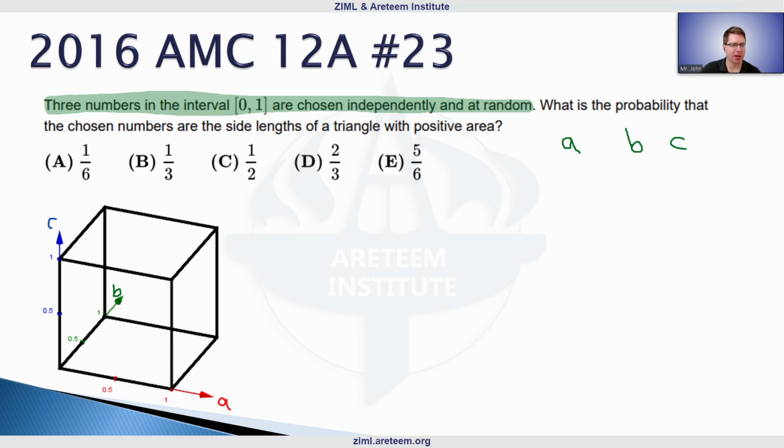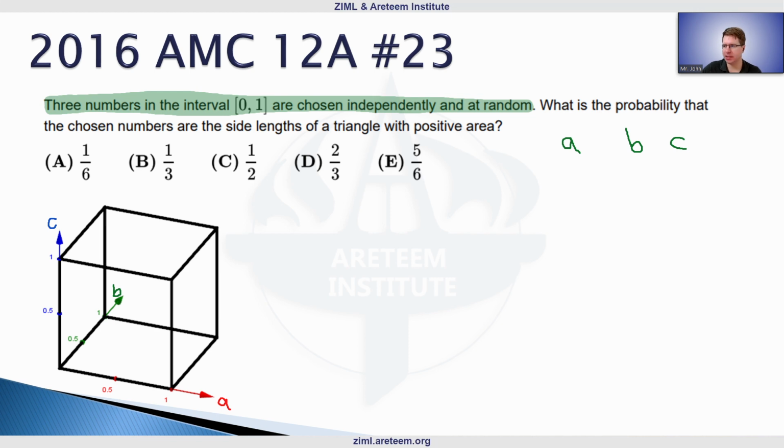It doesn't really matter what order we do there. And we're picking these numbers randomly in this cube, so we pick a point in the cube. We can do probabilities in terms of volumes, things like that along the way as well. Now, you could draw this out for all these A's, B's, and C's. We're going to think about some stuff with the triangle inequality.